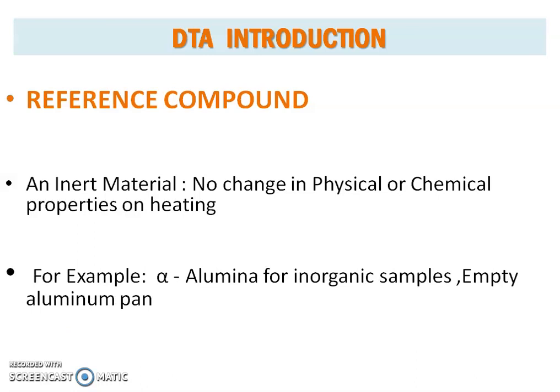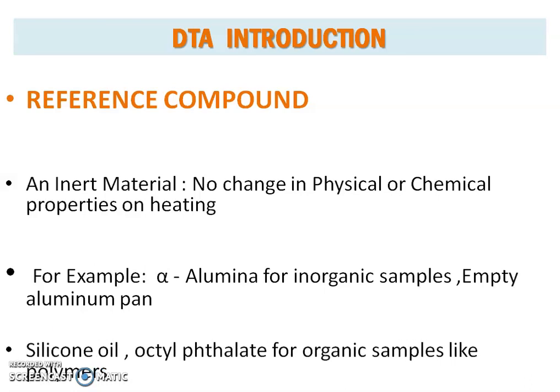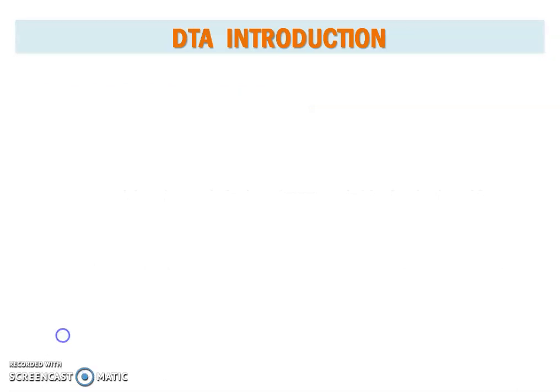Example of reference compound. The choice of reference compound depends upon the nature of your sample. So for inorganic samples, alpha alumina or even an empty aluminum pan can be used. For organic samples like polymers, silicon oil or octyl phthalate is used as a reference.